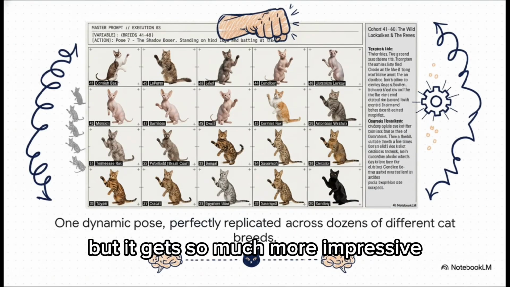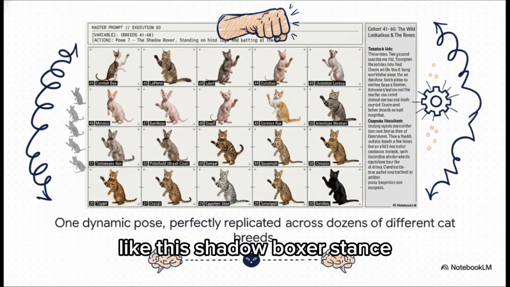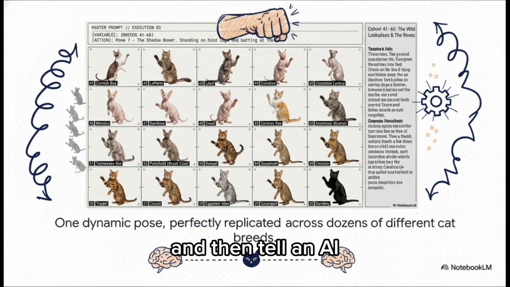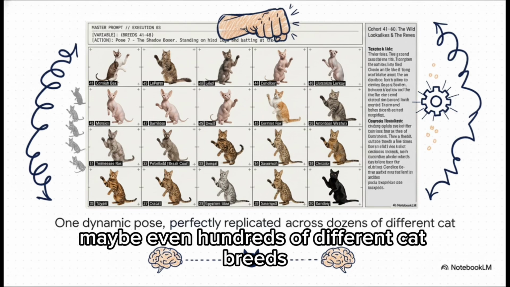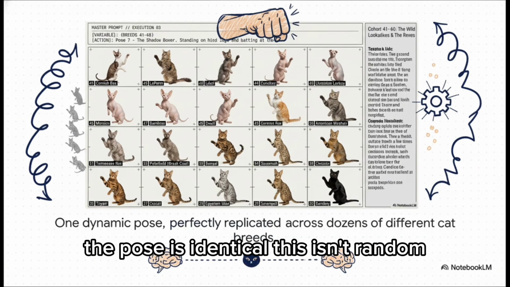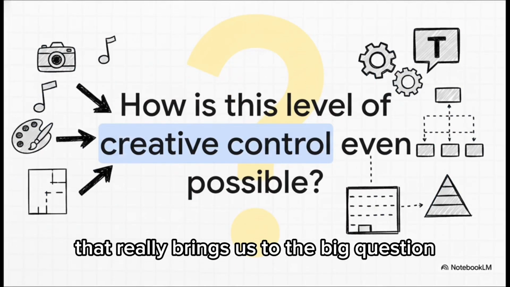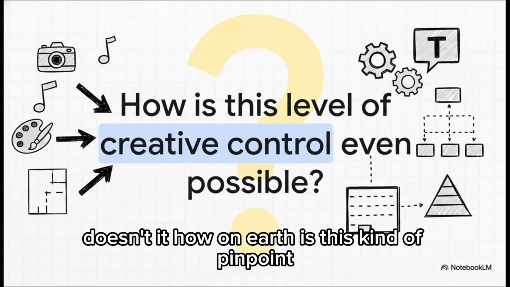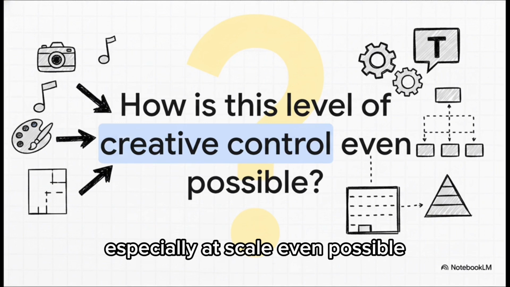But it gets so much more impressive. What if you could take one single dynamic pose, like this shadow boxer stance, and then tell an AI to replicate it with perfect consistency across dozens, maybe even hundreds of different cat breeds? I mean, from a Cornish Rex to a Savannah cat, the pose is identical. This isn't random, it's engineered. So that really brings us to the big question of this whole explainer, doesn't it? How on earth is this kind of pinpoint creative control and consistency, especially at scale, even possible?